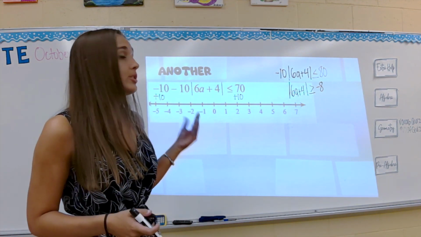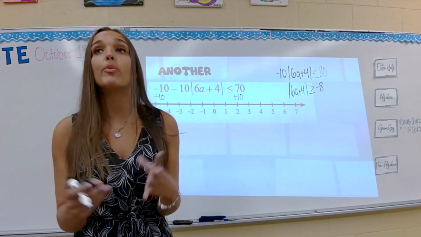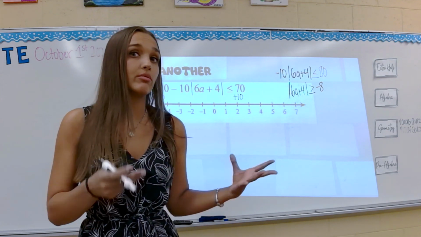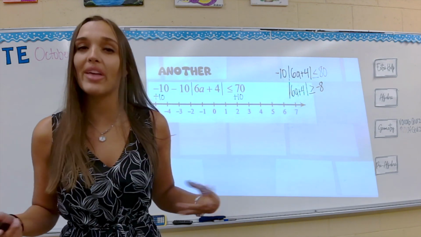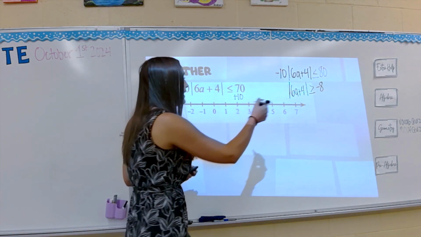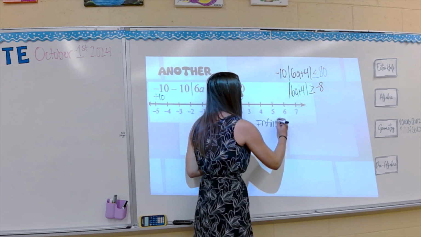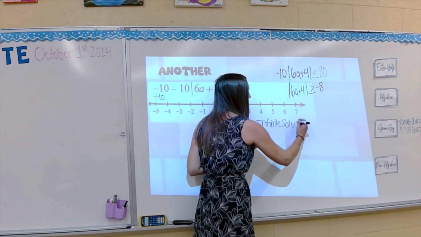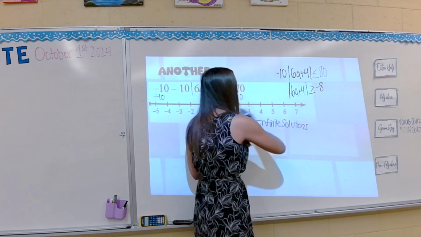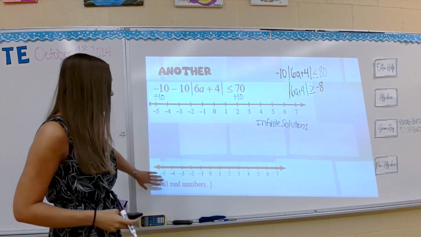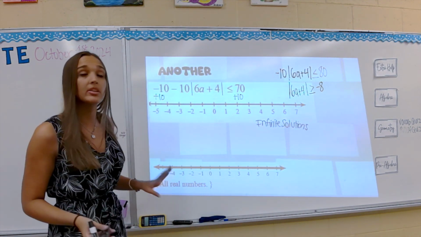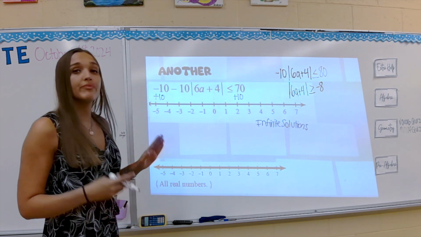This is going to be infinite solutions because absolute value, distance, is always going to be greater than or equal to, but I know it's just greater than a negative number. So my answer is going to be infinite solutions. And when we have infinite solutions, we shade the whole number line. So this would be our answer. Infinite solutions are all real numbers. We shade the whole number line.